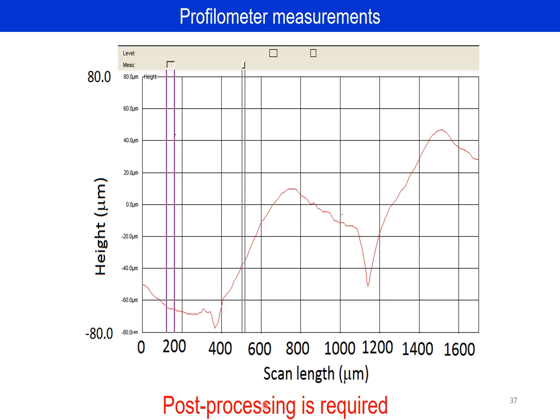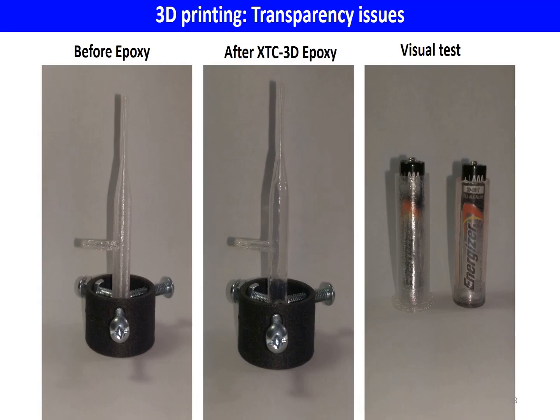Now, to deal with transparency issues, we purchased an XTC epoxy. So this is the actual 3D printed structure without the epoxy, and then when we use the epoxy here, it is more transparent. That's an example of a visual test. This is a tube with no epoxy.